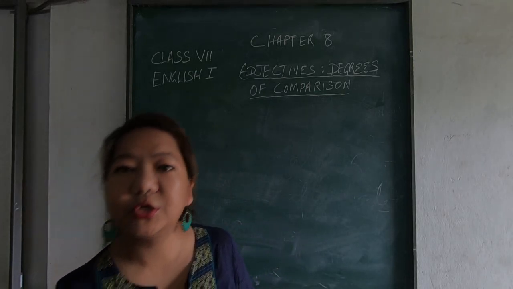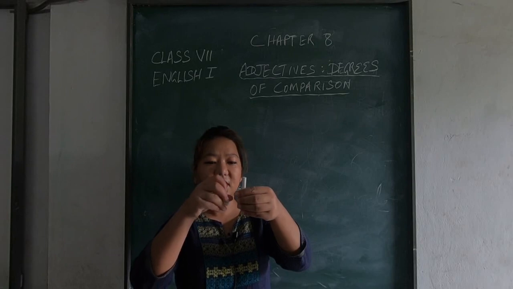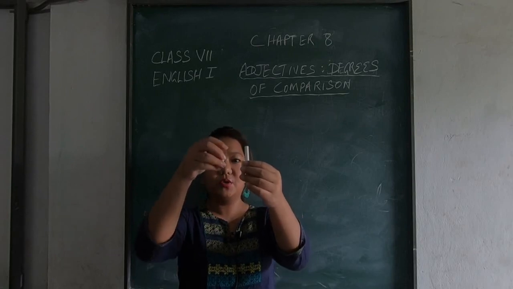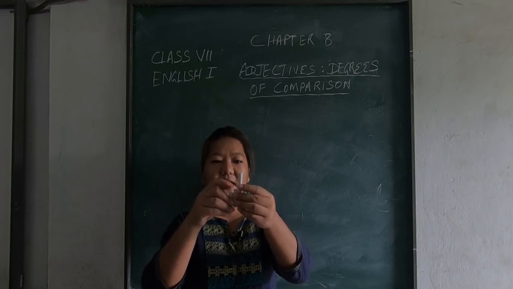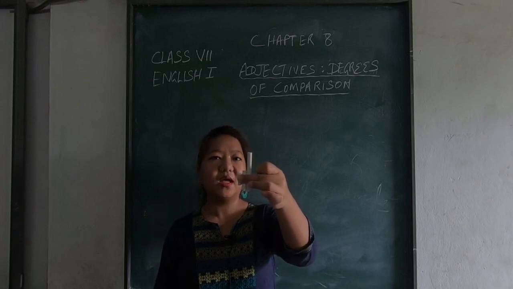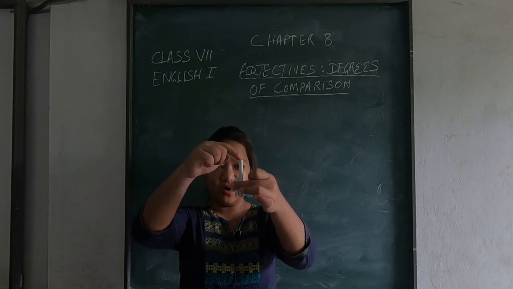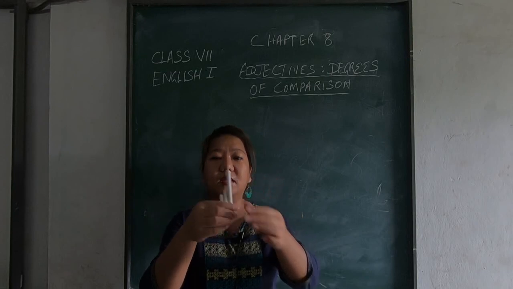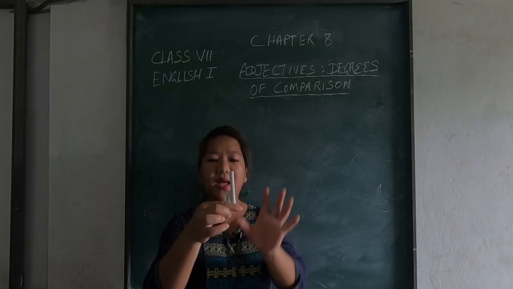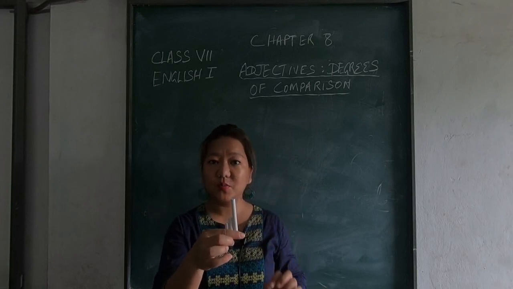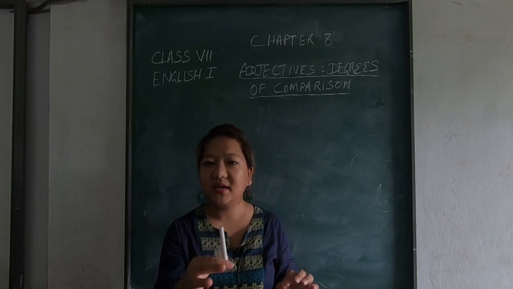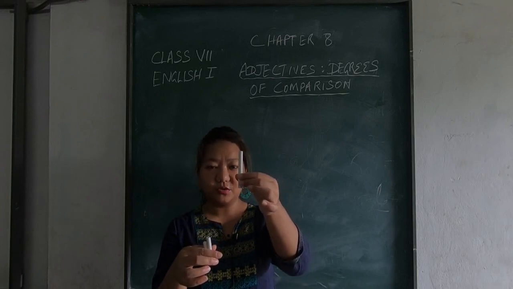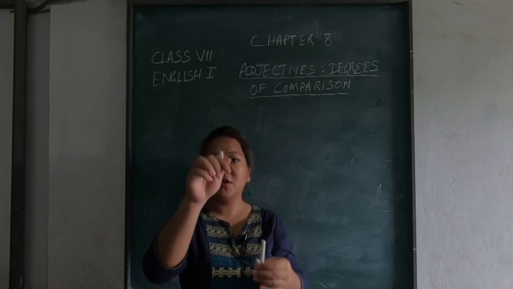Now I want you to look at this chalk. There are 3 chalks here. I'm holding 1, 2, 3 chalks. Now, are all the chalks the same? They are not. This is long, this is short, and this is the shortest. So, degrees of comparison means what? When you compare things, nouns or pronouns, according to their quality, according to the types that they have. So here we have short, shorter, shortest.